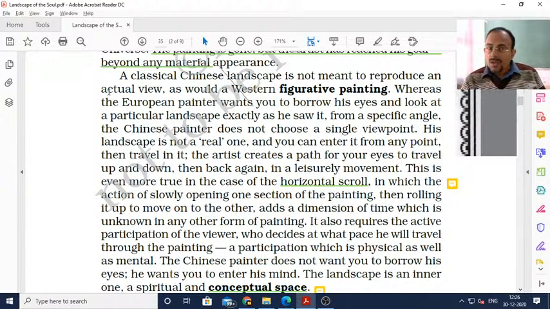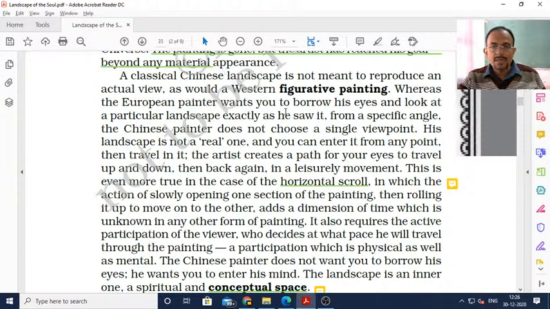Understood? Unlike the Western figurative painting, which reproduces an actual view of the painting, okay, you don't need to go much beyond what is shown on the painting. But when it comes to classical Chinese landscape, okay, you need to look beyond what is visible in the painting. You have to look from the eyes of the painter to be able to go where the painter wants you to go, wants you to view, okay. So that is what has been said here.